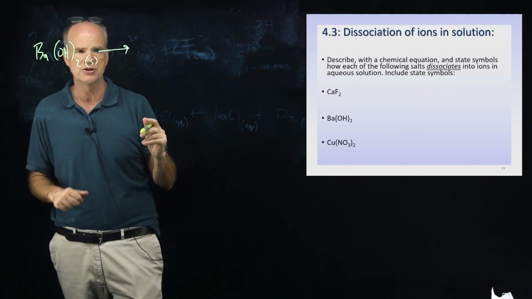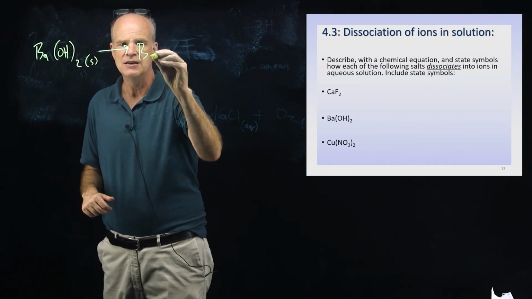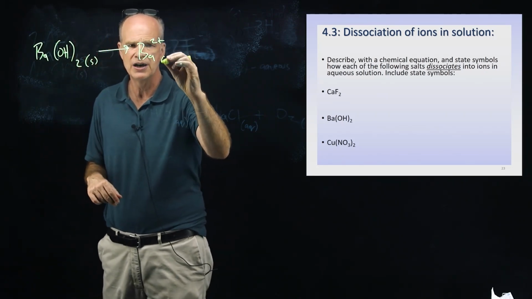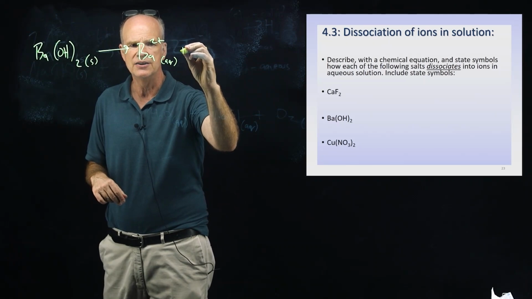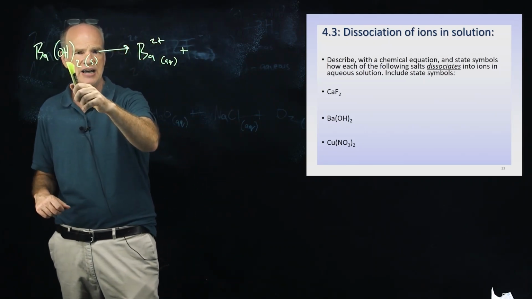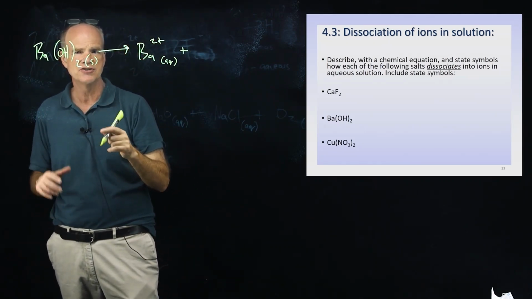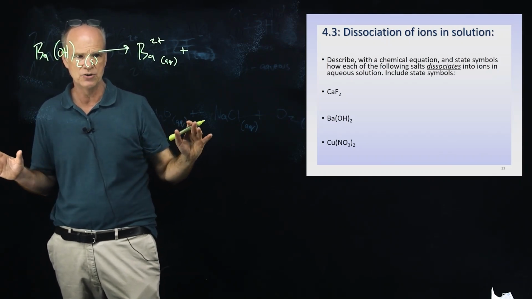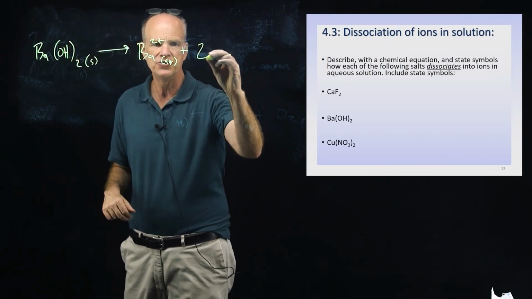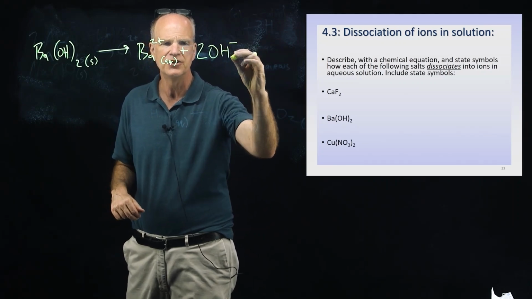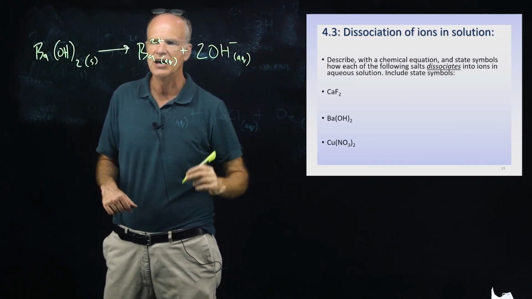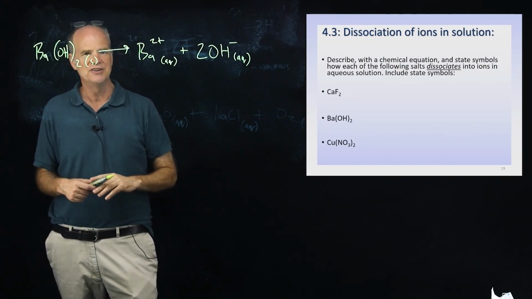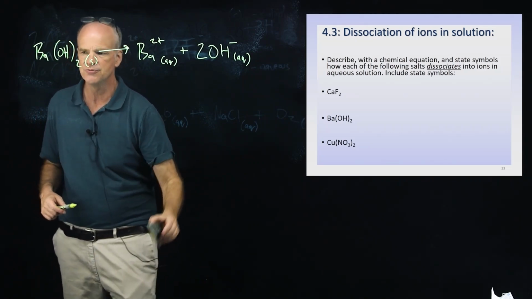We have to indicate that in the dissociation equation. So we write Ba2+, and to show that it's dissolved in water, we write aqueous. And then here the hydroxide ions, each with a negative charge, separate from the barium. So we have two hydroxides that go off from the barium. So we write 2OH-, and then aqueous. That should be a good equation to describe the dissociation of barium hydroxide into barium and hydroxide ions. Let's do the next one.